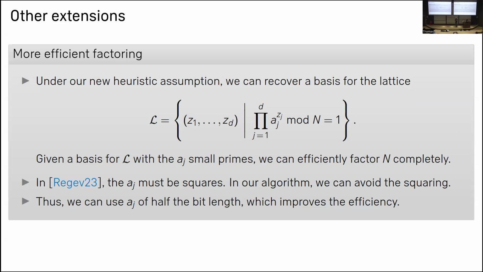And with a basis for this lattice, we can actually factor the target integer in a somewhat different way to how Regev originally proposed his factoring. And this actually gives a slight performance advantage over Regev's originally proposed factoring algorithm, because Regev's weaker assumption required him to use A1 to AD to be squares, whereas we do not have to have squares and can therefore select these numbers to be of essentially half the bit length, somewhat decreasing the cost of multiplying these numbers together and resulting in a somewhat more efficient factoring algorithm.